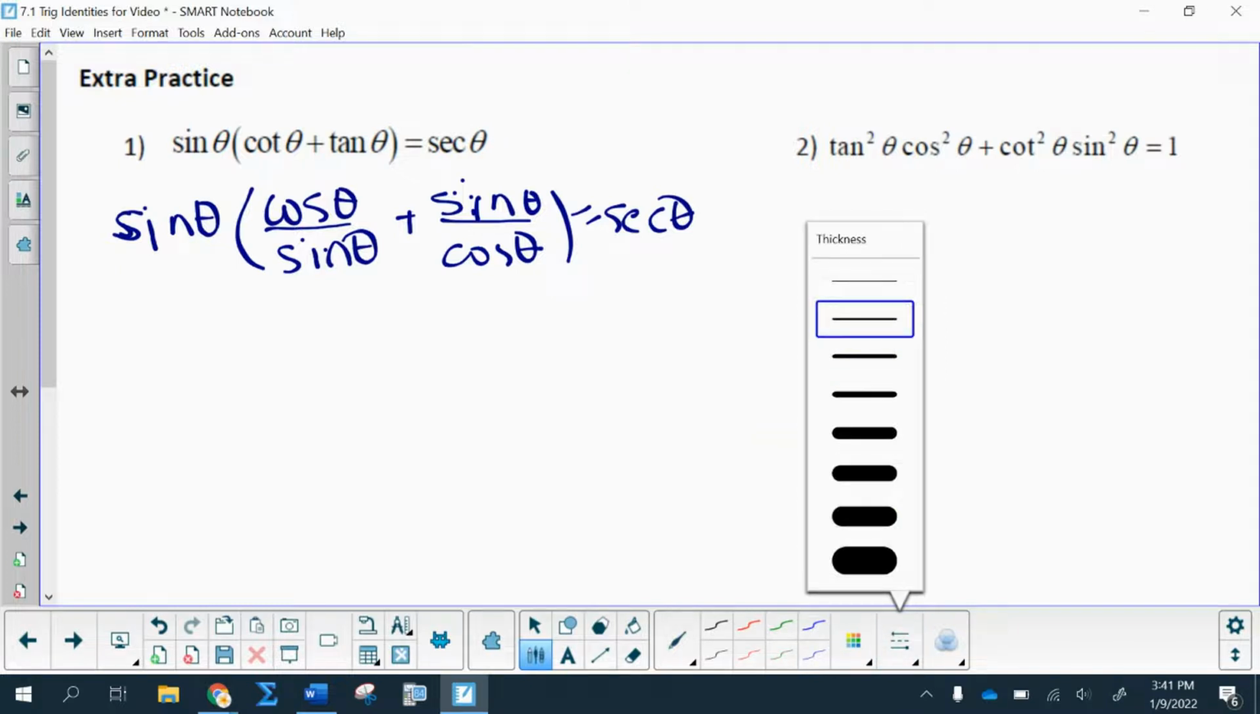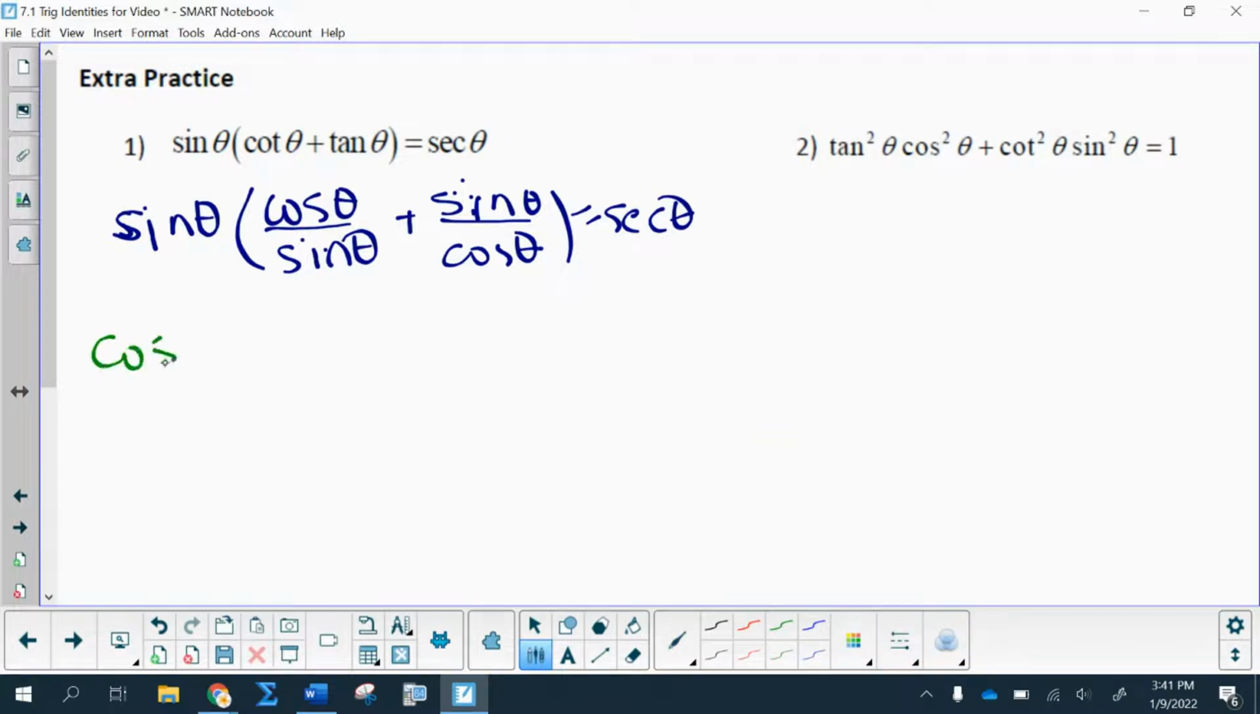So when I distribute sine, I just get cosine of theta plus sine squared theta over cosine theta. Okay, well, clearly that's not equal to secant, so I'm going to have to do more on the left-hand side.